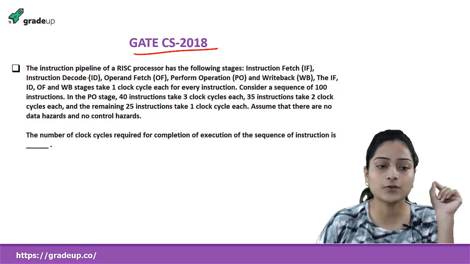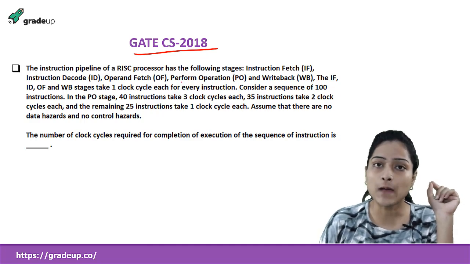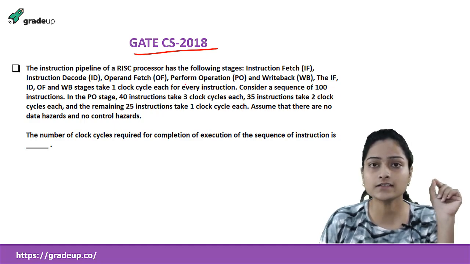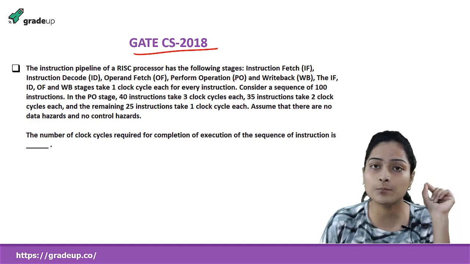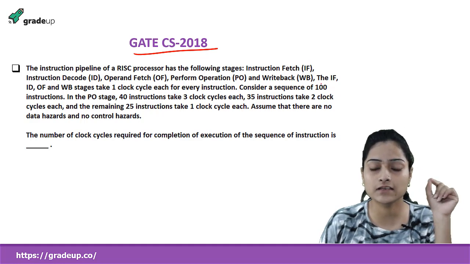The instruction pipeline of a RISC processor has the following stages: instruction fetch, instruction decode, operand fetch, perform operation, and write back. The RISC pipeline which we have studied has execute and memory access, but the stage names don't matter. Here we can understand the functionality by their name: operand fetching is done here and some ALU operations are performed here. So don't you worry about that. Now let us see the next thing which is given to us.